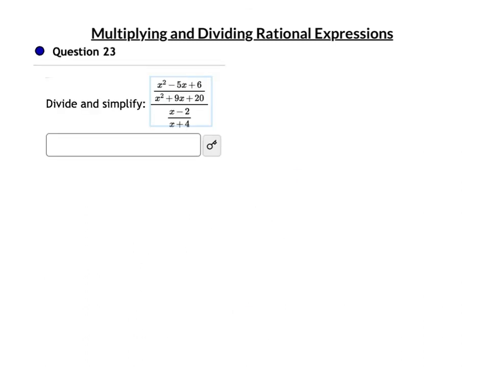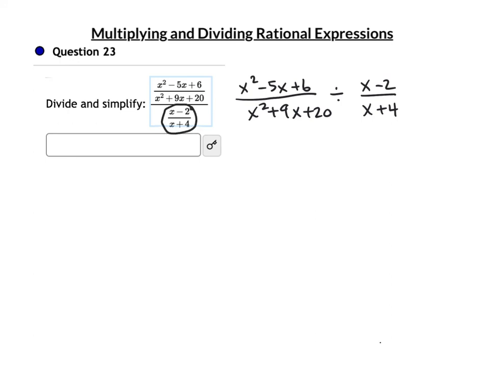Question 23 looks different than the others, but it's not. This is really the same thing as x squared minus 5x plus 6 over x squared plus 9x plus 20 divided by x minus 2 over x plus 4. And those two are the same question. What you need to do then is multiply by the reciprocal. Take that second fraction, the bottom fraction here, and flip it and multiply. Let's factor as we write this down.